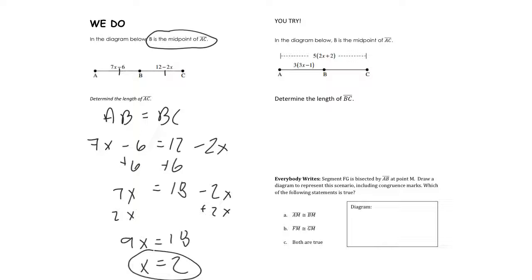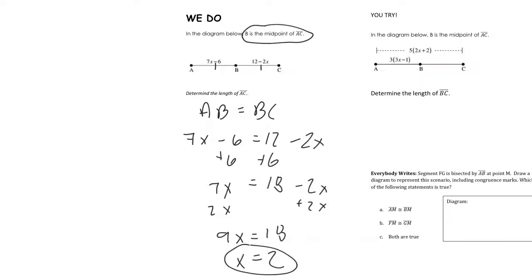So just like in all our other geometry problems, when you find x, you're not done. This says, what is the length of AC? AC is the whole line, all the way from A to C. So I got to substitute and figure it out. I'm going to just do it up here.